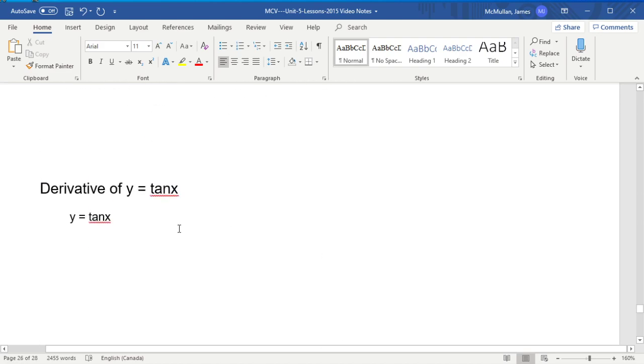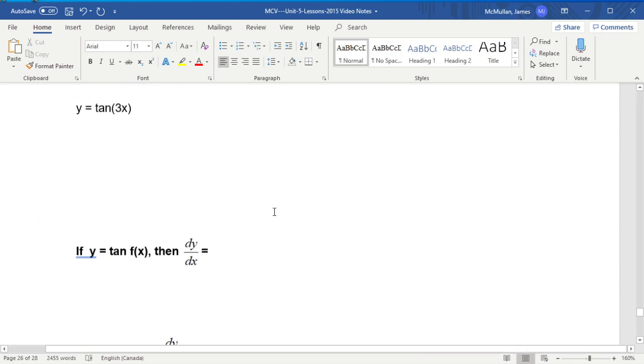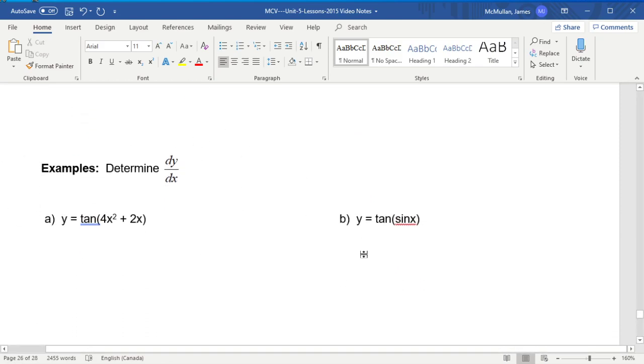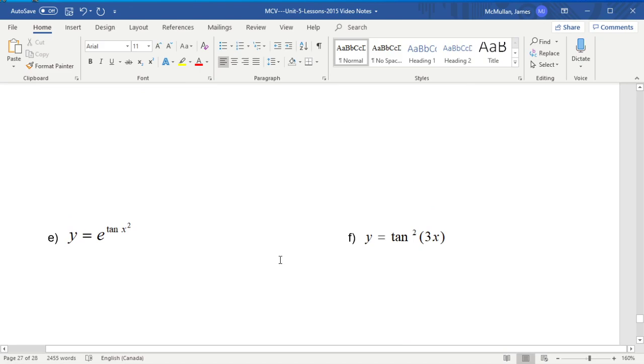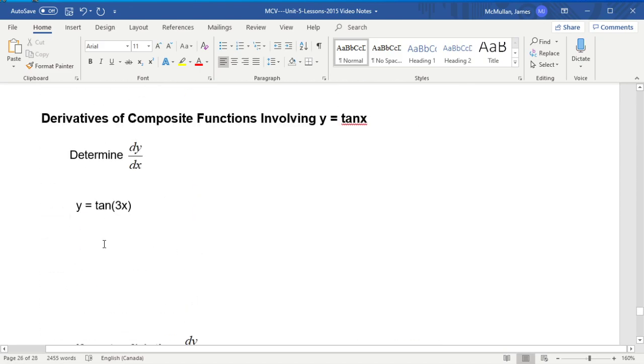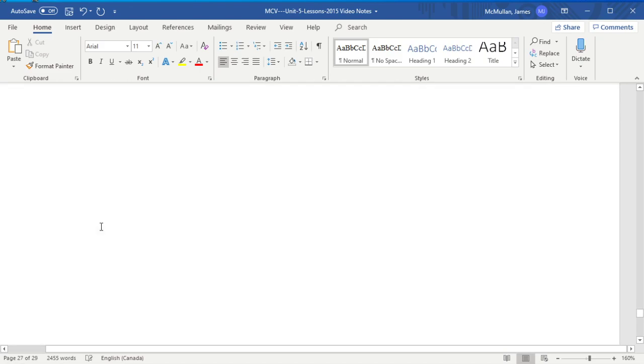Now, in this section, we're going to take the derivative of tan. We're going to work out a shortcut for doing the derivative of tan, and then you can start to do some composite functions that involve tan. The rest of today is just similar to yesterday, just with tan involved. So let's find the derivative of tan.